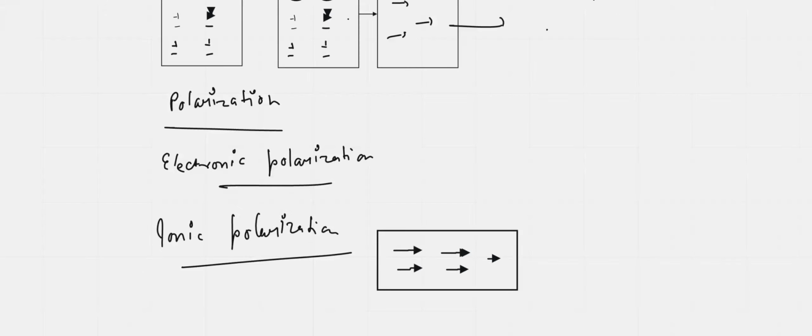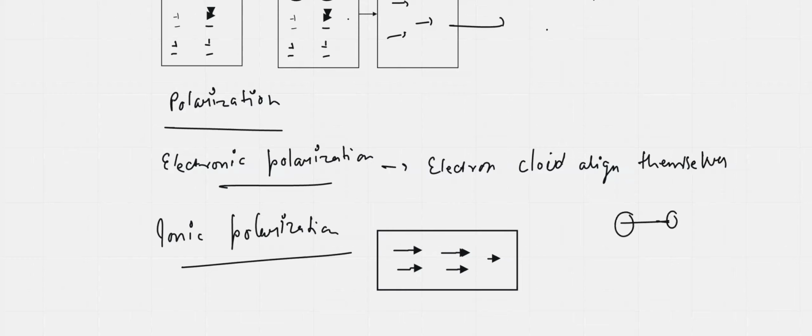In the first one, the electron cloud aligns itself. In the next one, which is the ionic one, if you have some ionic bonds and an electric field, it causes a shift of positive and negative ions in opposite directions. For example, if one atom is there, let's say this and this, you have this kind of bond. That's obvious, a bond must be due to some positive charge and negative charge.